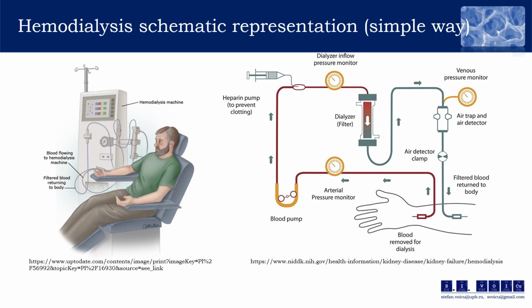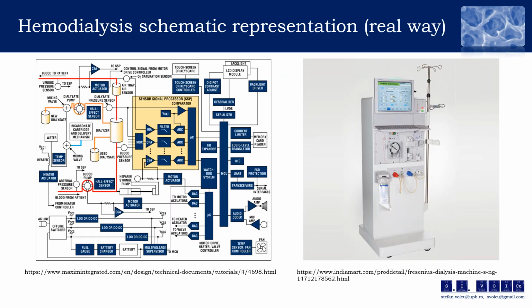This is the schematic representation. So the blood is removed outside the organism and recirculated for 4 hours once at 2 days and filtrated by a membrane. This is the simple way. This is the real way. The machine is very complex with many mechanisms of technical feedback, sensors, pressure regulator.